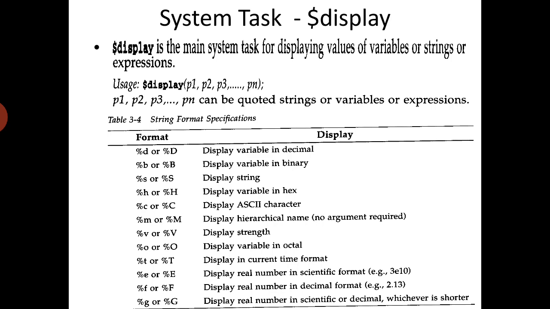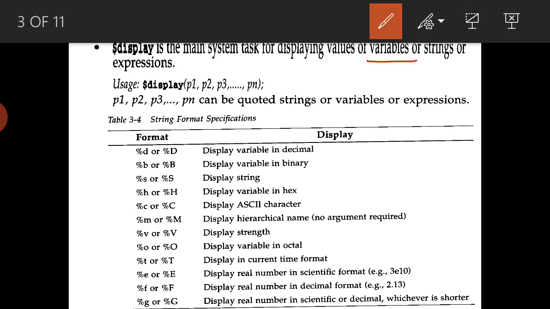Dollar display is the main system task for displaying the variables, strings or expressions. All these things we can display by using the keyword called dollar display. After the display, we are using the parameters here. Parameters means what we need to display, the variables, expressions, or strings, which we write in the brackets.